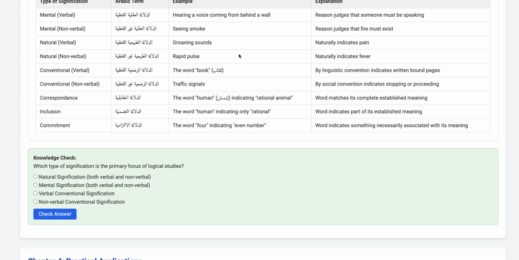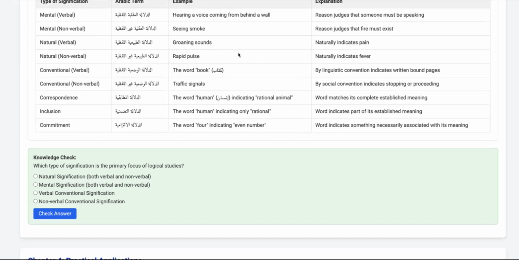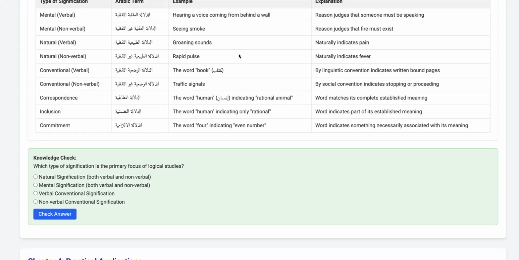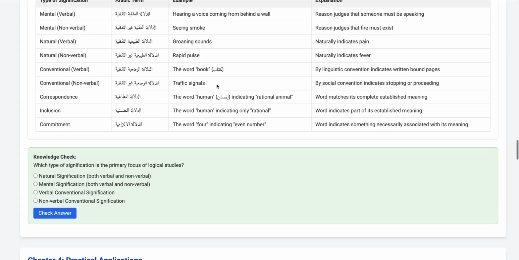So which type of signification is the primary focus of logical studies? You should be able to answer that question now. Then I'm going to ask you, what are the types of verbal conventional signification with examples? You should be able to tell me. If I ask you what's the difference between those three, you should be able to tell me. If I ask you why is it called iltizamiyya, you should be able to tell me. Why is it called tadammuniyya? You should be able to tell me that. Mutabaqa, you should be able to tell me that at this juncture. Before you continue, you need to be able to answer those questions.